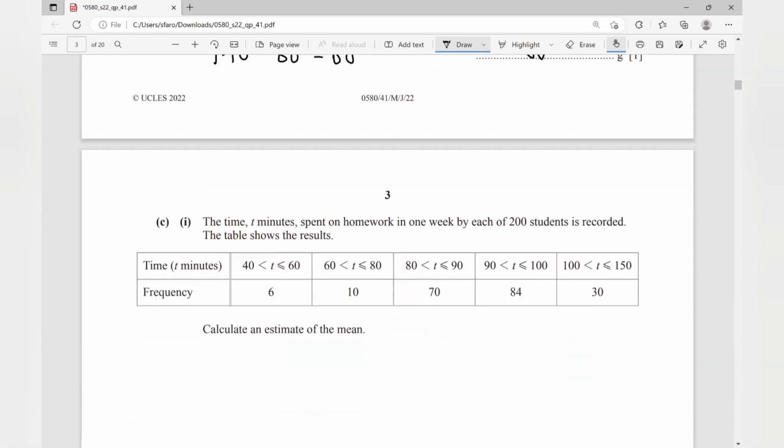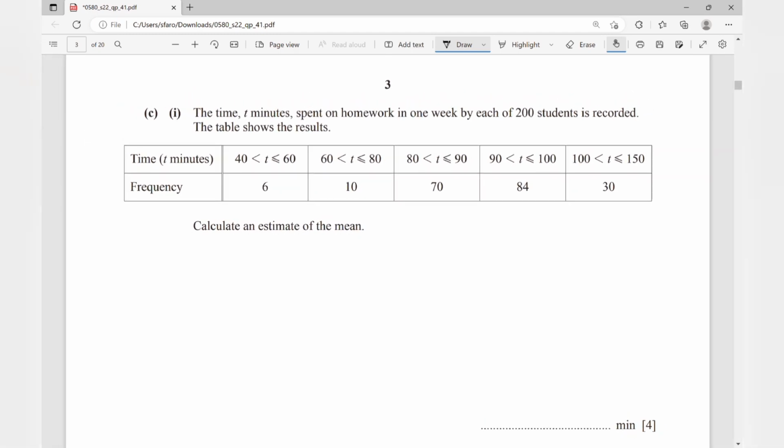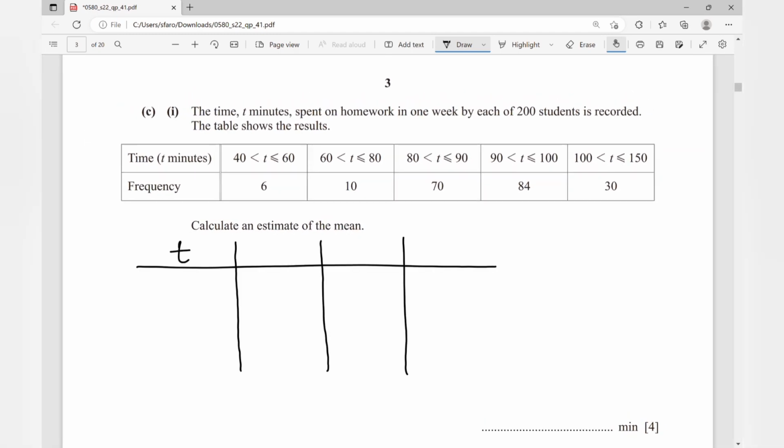Now let's move on to part C. It says the time, t minutes, spent on homework in 1 week by each of 200 students is recorded. The table shows the results. So we have the time and we have the frequency. For these types of questions in which you have to find the estimate of the mean, you can make 4 columns. The first one is t, the time. The third one will be the frequency. So let's just write down the time.